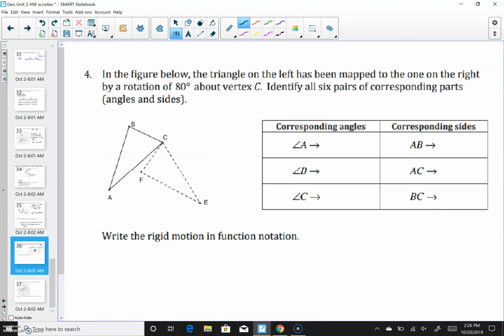In the figure below, triangle on the left has been mapped onto the one on the right by rotation of 80 degrees about vertex C.